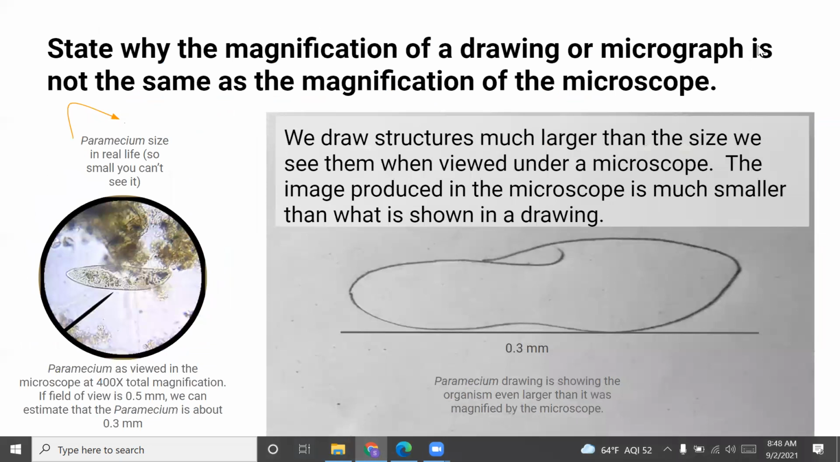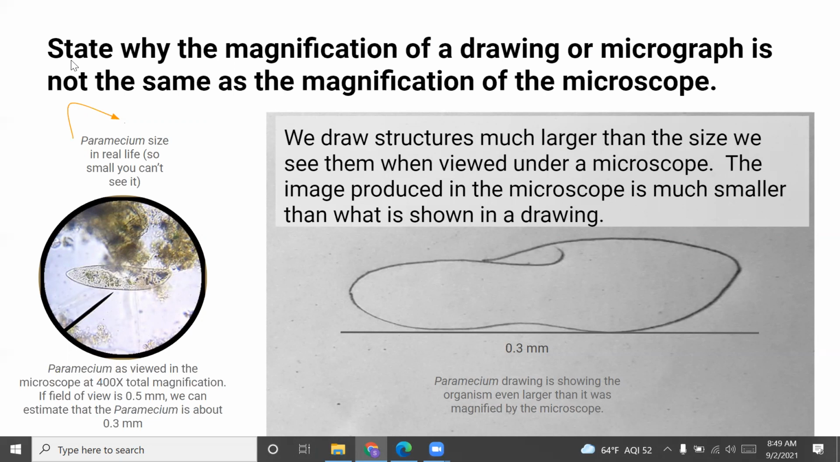Okay. So it says our next thing is to state why the magnification of a drawing or micrograph is not the same as the magnification of the microscope. Well, the simple thing is because if you're drawing something from a microscope, how big does your drawing have to be on a paper? Microscopic. We had a rule that we drew yesterday. On the paper, it should take up about how much? About half of a paper, right? So that's obviously bigger than what you're seeing under the microscope. So that's kind of the short answer.